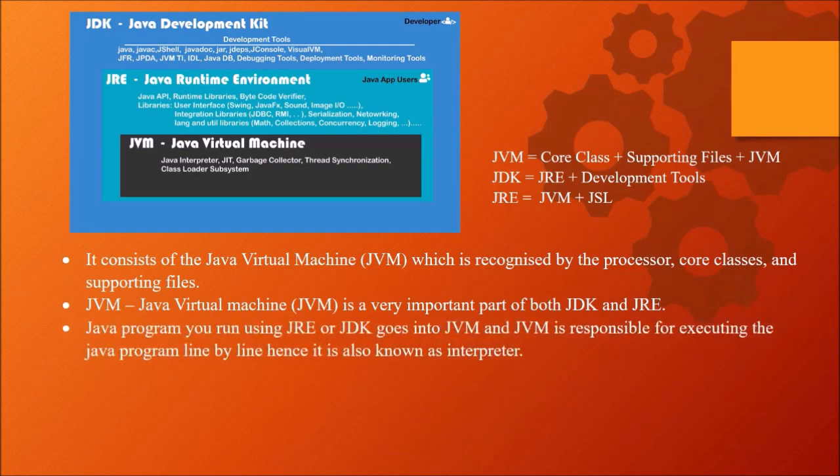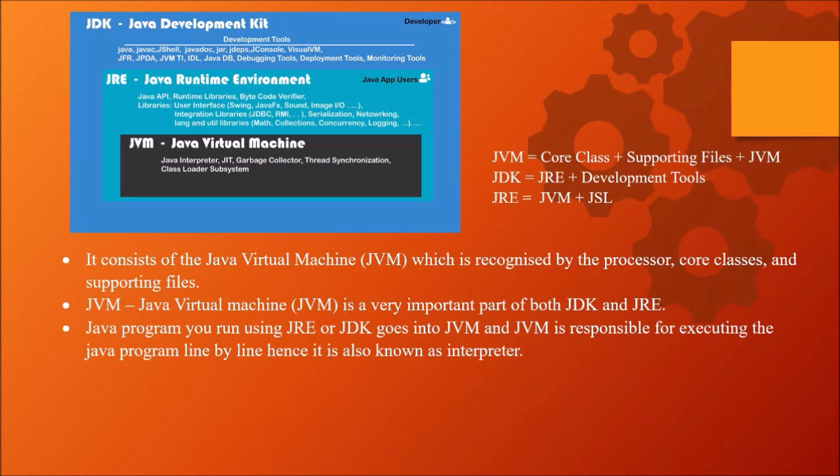Java Virtual Machine is an important part of JDK and JRE, that is Java Development Kit and Java Runtime Environment. Java programs, whether you are using JDK or JRE, will go into the Java Virtual Machine, and the Java Virtual Machine is responsible for executing the Java program line by line. Hence, it is known as an interpreter for Java programs.